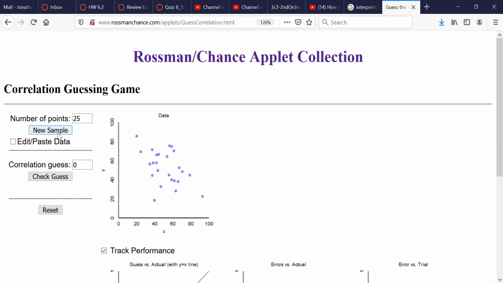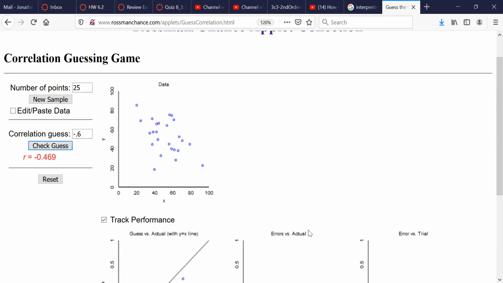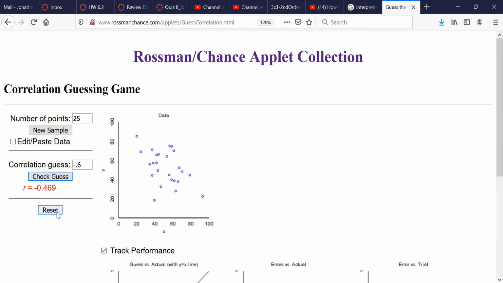So let's try one more. Randomly generated. I'm going to guess about negative 0.6. Oops. See what we did there. Okay. And if you want, you can track your performance down here and see how close you are, how much error you have. But that's just something a little spiffy you can do if you want to practice. Let's go back to our activity now.